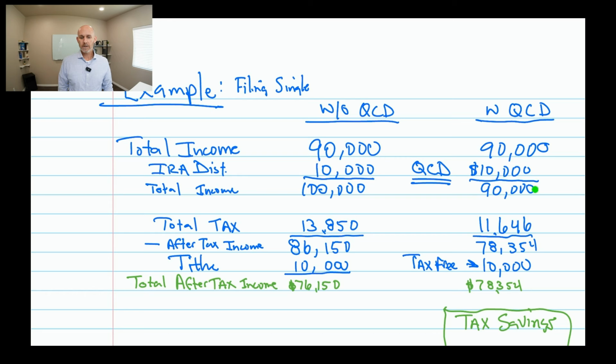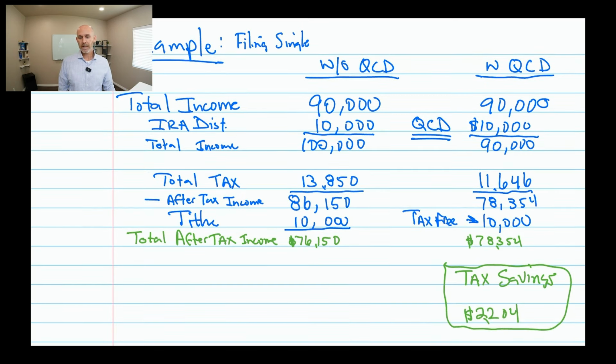So they have $90,000 in total income. Their total tax bill is $11,646. So their after-tax income is $78,354. Now the difference here is, instead of paying the tithe from after-tax income, they paid the tithe utilizing the QCD. This number here stays, so their after-tax income is $78,354. So if we compare the two, there's a tax savings of $2,200 in that year, which directly increased their after-tax income by that $2,200.